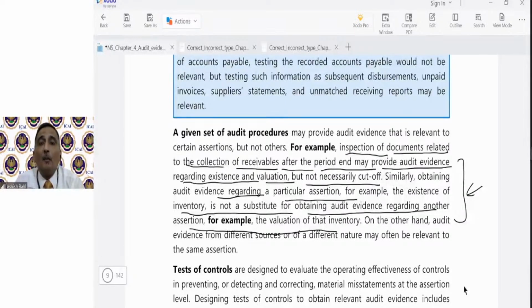Or if it is a manufactured product, then I would have to see how it has been valued, what is its raw material cost, what are labor expenses, what other expenses have been incurred. If it is a traded product, then I would have to see the purchase cost.